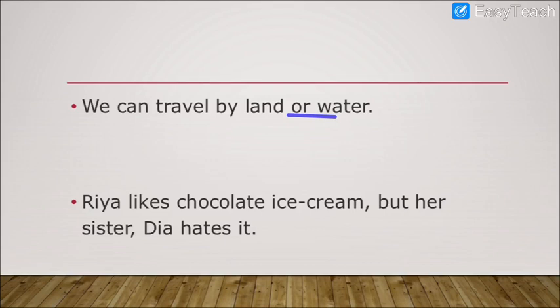What is the conjunction in the second sentence? Riya likes chocolate ice cream, but her sister Diya hates it. So here two opposite ideas are connected using but. So but is the conjunction here because two opposite ideas are there. See, Riya likes something, but Diya likes something else. So both the sisters have opposite ideas and those are put into one sentence. So opposite ideas, when they are put into one sentence, are connected using the conjunction but.